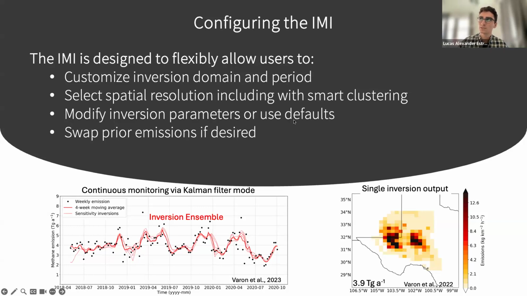We try to set reasonable defaults for all of the configuration so that users, for the most part, shouldn't have to worry about it too much. But additionally, you can swap out the prior emissions that you want to use. So things are designed to be very flexible so that you can do a large amount of science using the IMI, and do so in a way that requires minimal updating of the actual code, and keep yourself within the actual configuration file. And so this is an example that Daniel Varon showed with the continuous monitoring capabilities of the IMI, which is an option, or you can do a single inversion where you effectively get the average emissions for that period of interest that you're looking at.